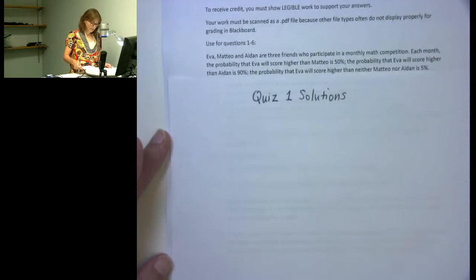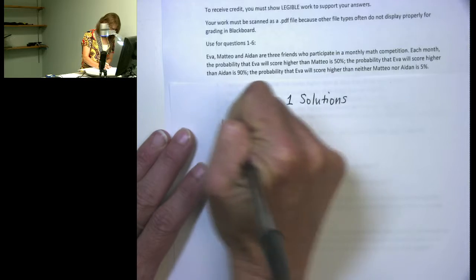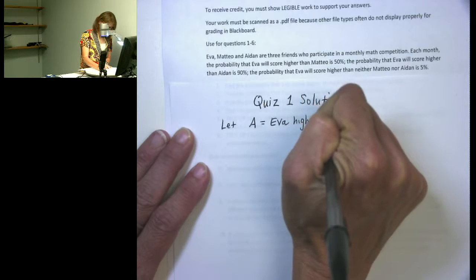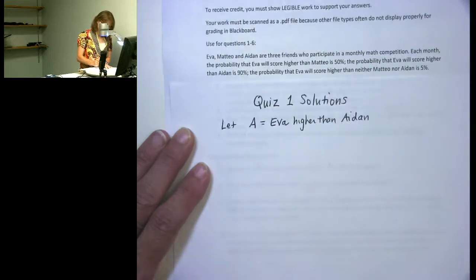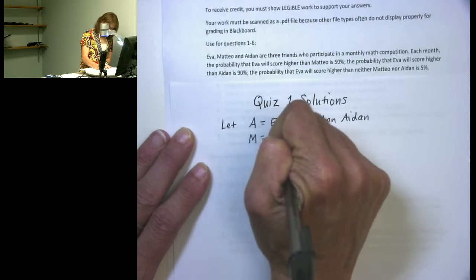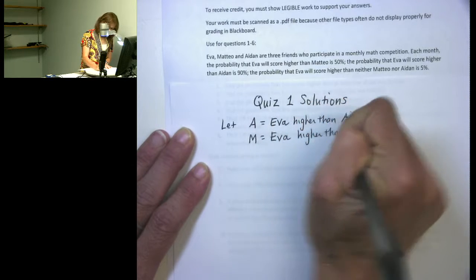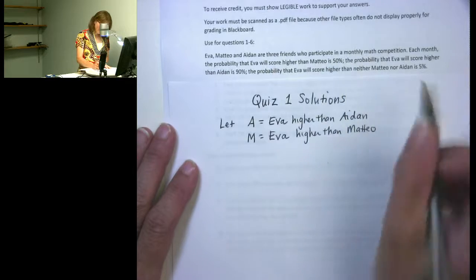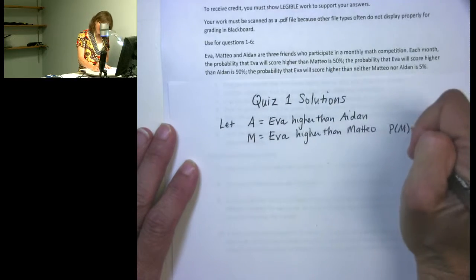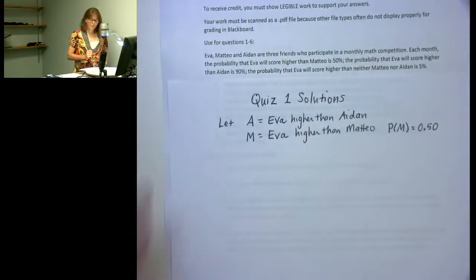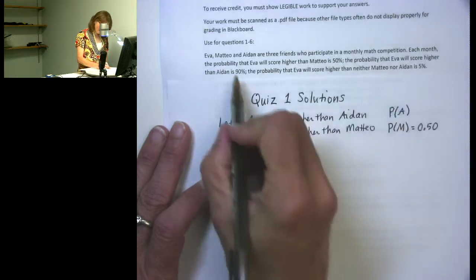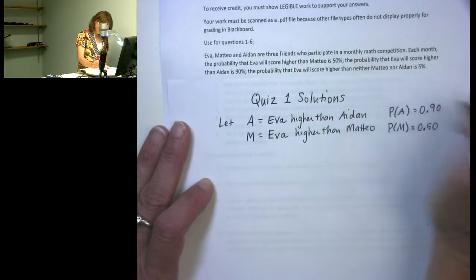Okay, so I'm going to start by just writing down what we know. So let's see. First of all, I'm going to call A the event that Eva scores higher than Aiden. I'm going to let M equal the event that Eva scores higher than Mateo. Now I'm told that the probability that Eva will score higher than Mateo, so P of M, is 50%. So writing that as a probability, 0.50. And the probability that Eva scores higher than Aiden is 90%, so P of A is 0.90.